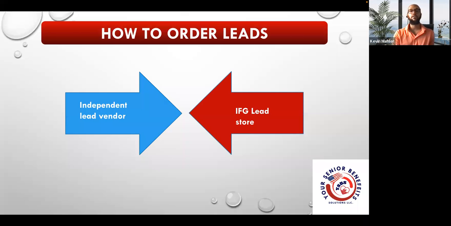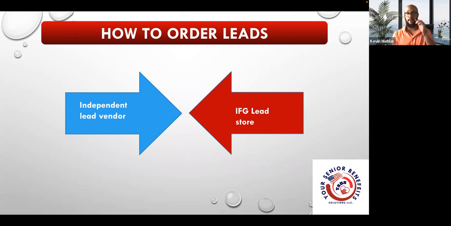Okay. In general, depending on the vendor that you use, leads can take anywhere from 3 business days to a week to arrive. So depending on the vendor, you want to find out when you need to place your order to get them on X, Y, and Z.